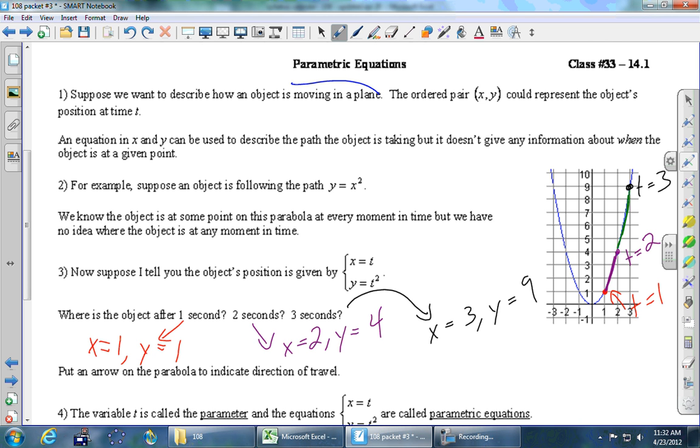Okay. It says here, put an arrow on the parabola to indicate direction of travel. So I guess we can do that. Looks like the car is traveling that way, which, sort of thinking backwards in time, means it was coming down the parabola on the other side.